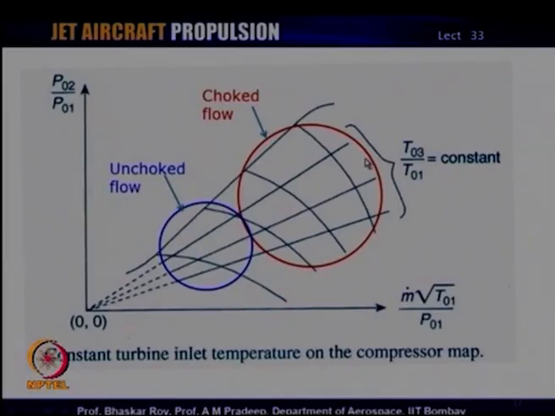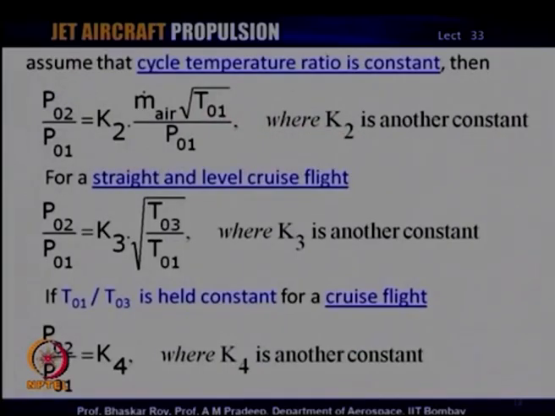Now, if we move forward and see that the cycle temperature ratio is held constant, then the pressure ratio can be written down in terms of K2 into the normalized mass flow, where K2 is another constant, and the cycle temperature ratio T03 by T01 has now been taken out of the equation.